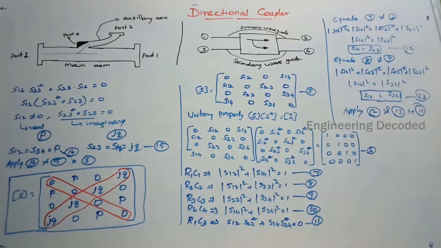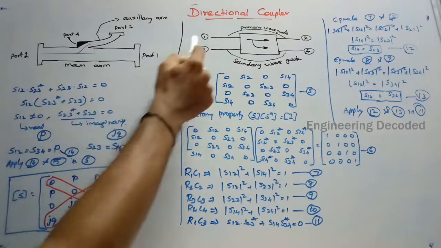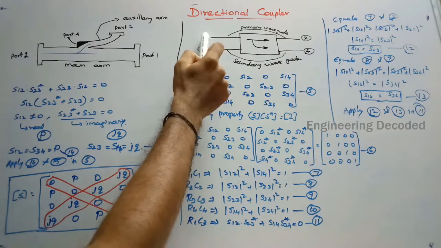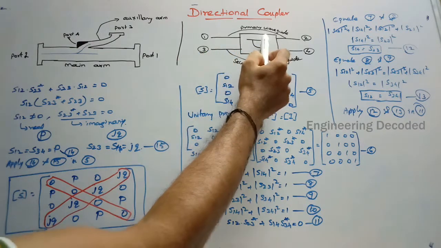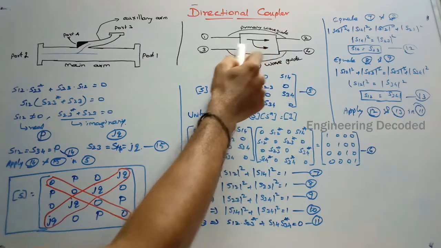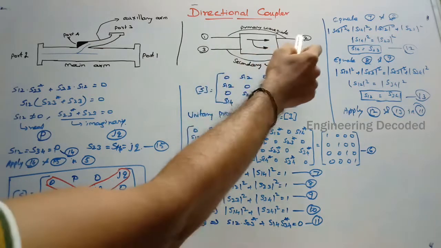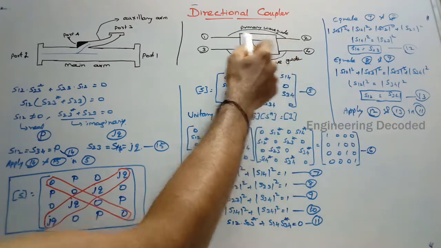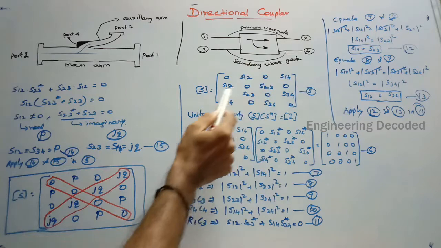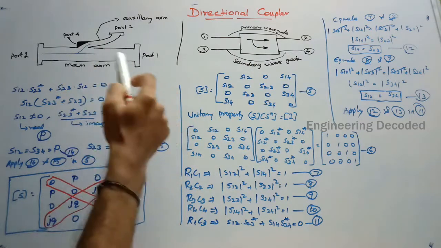A directional coupler is a 4-port network. It will have ports 1, 2, 3 and 4. The signal that is passed through port 1 will flow across ports 2 and 4. It will not flow across port 3. Similarly, the signal that is applied through port 2 will flow across ports 1 and 3, and it will not flow across port 4. So that's the main concept.